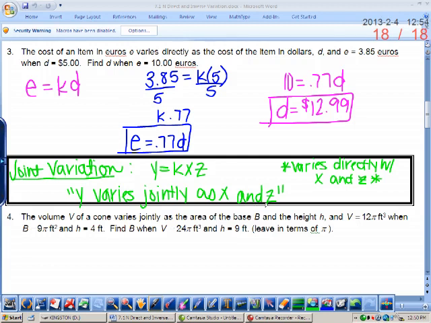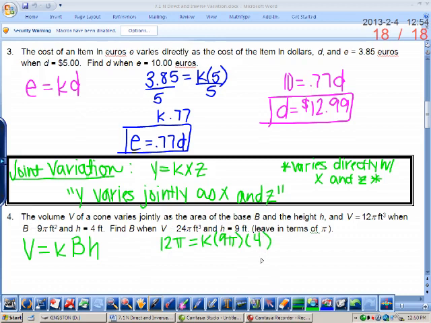Okay? So look at 4. The volume V of a cone varies. So as soon as you see that, you're going to stop and write V equals K. Varies jointly. That word jointly signifies what to you? Direct. So varies directly as the area of the base B and the height H. So V equals 12 pi when B equals 9 pi and H equals 4.